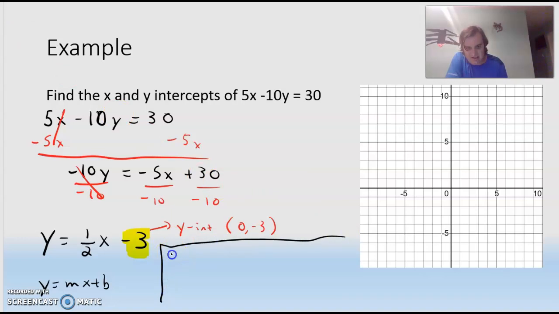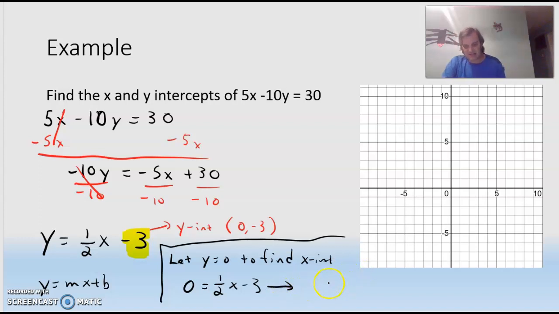I need to let y equal 0 to find the x-intercept. So I'm going to take the equation I have, and I'm going to let y be 0. So it'll be 0 equals 1/2 x minus 3. And we'll go this way. So I can add 3 to both sides, so it'll be 3 equals 1/2 x, and then I can multiply both sides by 2, so x will be 6. So my x-intercept will be 6, 0.